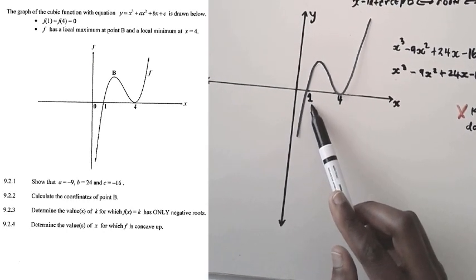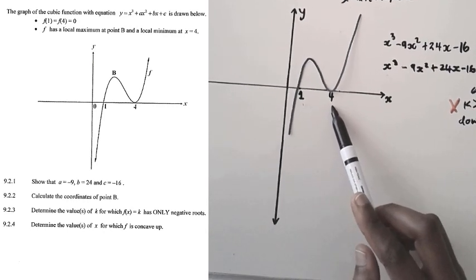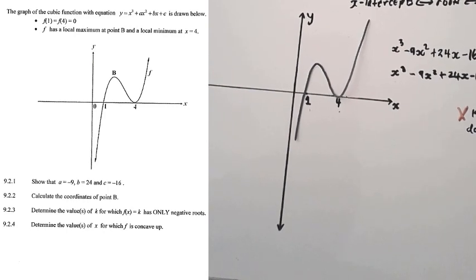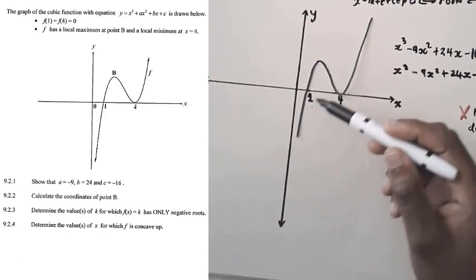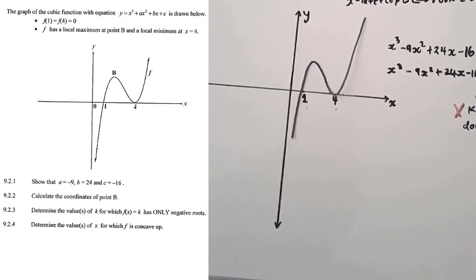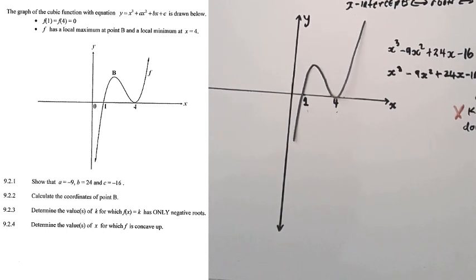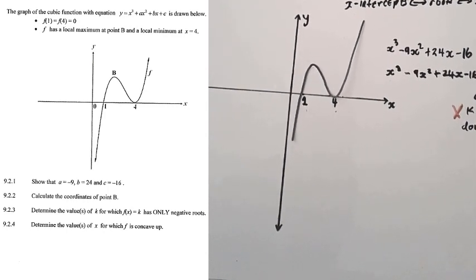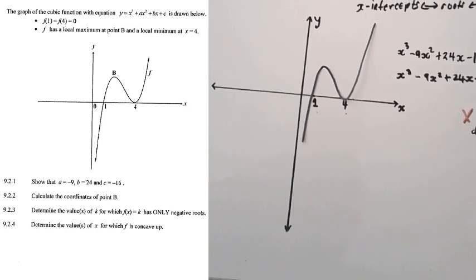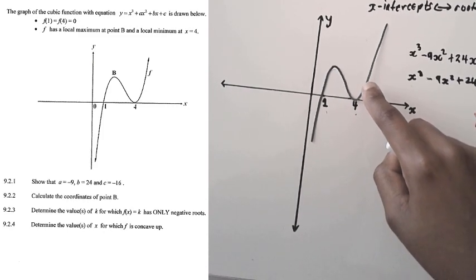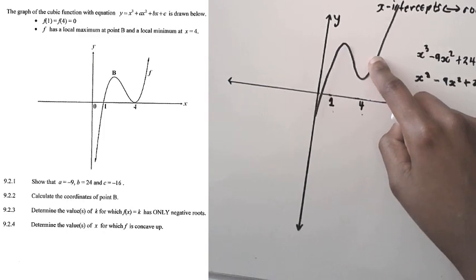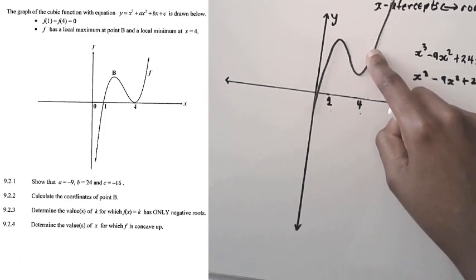It has one x-intercept here at 1 and another one here at 4. So if we have a k value exactly equal to 16, then over here we're going to have negative 16 minus negative 16, which is negative 16 plus 16, giving us a y-intercept of 0. So this graph is basically going to move upwards until it has a y-intercept of 0.